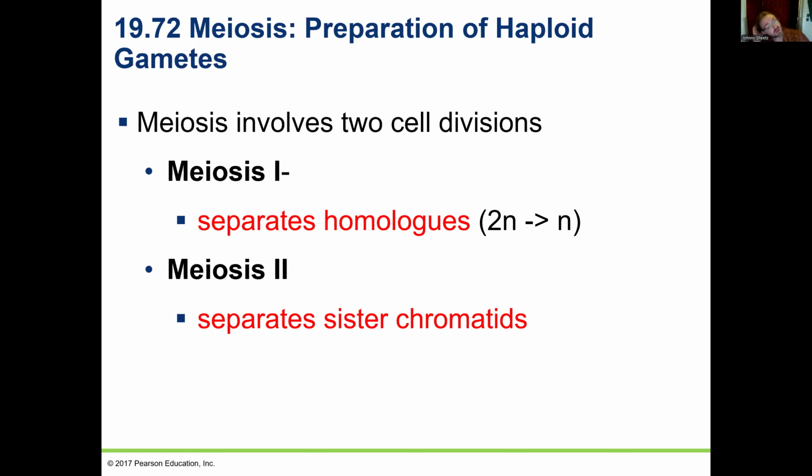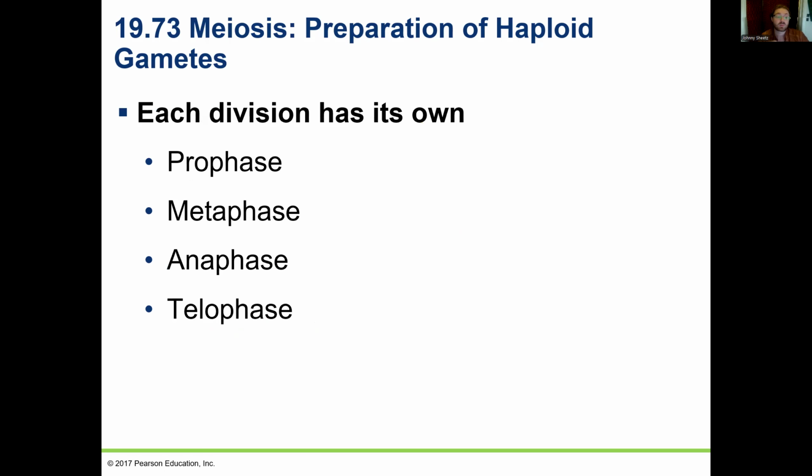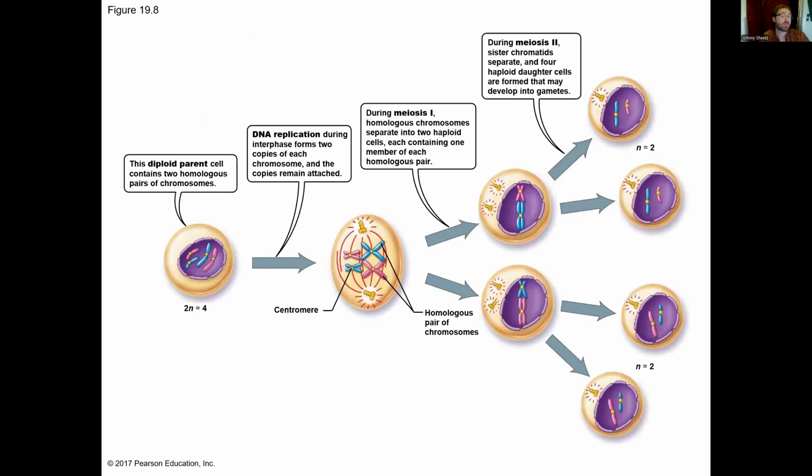So meiosis involves two cell divisions, which are meiosis 1, which separates the homologous chromosomes, and then meiosis 2, which separates sister chromatids. So we basically duplicate the DNA, divide it down into the cloned chromatids, and then separate those. Each division has its own prophase, metaphase, anaphase, and telophase. So again, it's mitosis so nice, we do it twice.